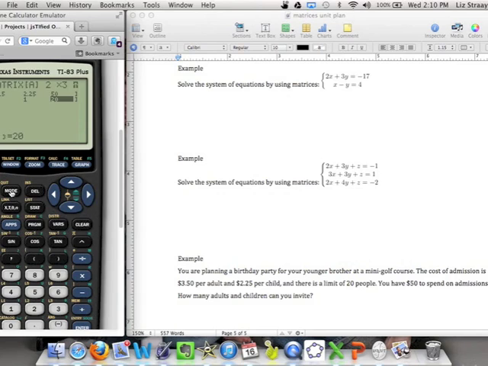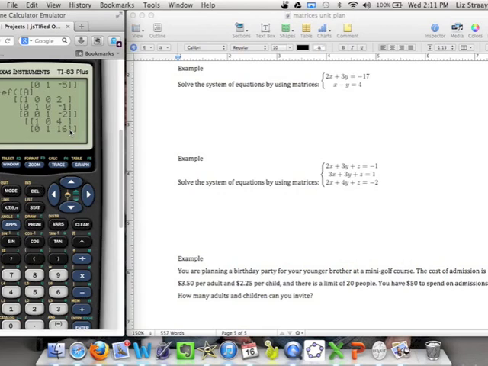And I can quit out to the home screen. On the last one, since the last thing it says is RREF A, and I just renamed A, if I just hit enter, it'll calculate it again. I don't even have to go in and choose RREF again. It's kind of hard to see, but it's just this last part here. So this tells me that I can have 4 adults and 16 kids, which seems like a good party ratio.